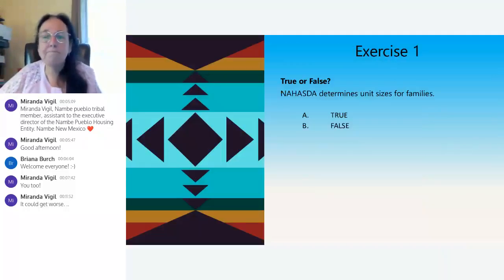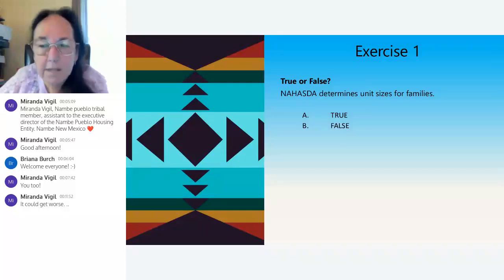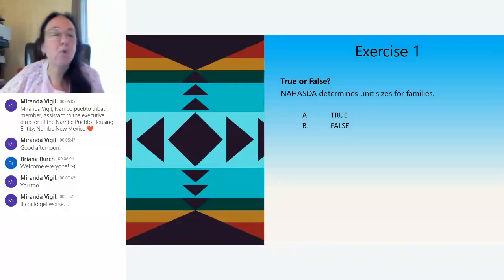So our first question: NAHASDA determines unit sizes for families. True or false?